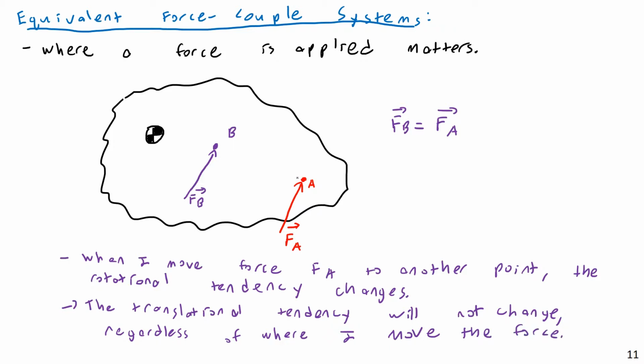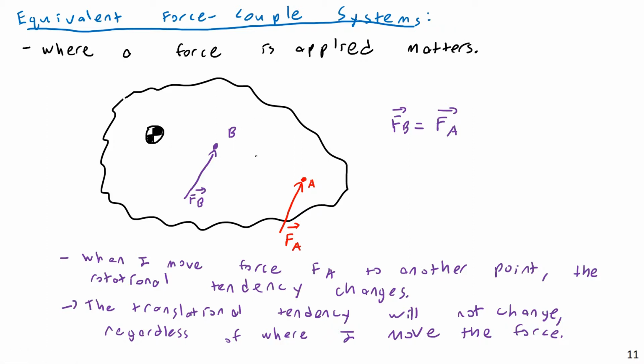So again, if I'm just looking at translational tendencies, with how many newtons does it want to move to the right? How many newtons does it want to move up? With how many newtons does it want to move forward or backward? Those are all translational tendencies. And if I just move this to another location, the translational tendencies don't change. It is only the rotation that changes.